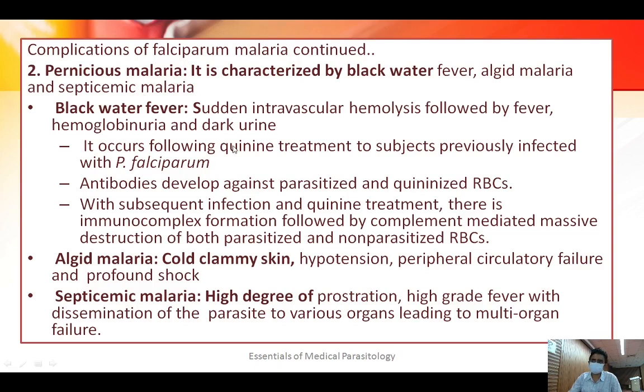What do you mean by black water fever? Because there is large-scale destruction of the RBCs, a lot of hemoglobin is released. This hemoglobin is passed in the urine, which is responsible for hemoglobinuria. When the hemoglobin is released outside and comes in contact with atmospheric oxygen, it gets oxidized, and that is responsible for dark colored urine. So there is a triad of fever, hemoglobinuria, and dark urine. It mainly occurs following quinine treatment, because once you have started the antimalarial, there are a lot of parasites, a lot of RBCs infected by this Plasmodium falciparum.